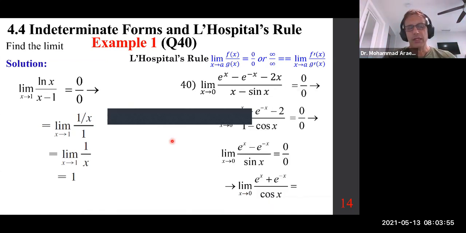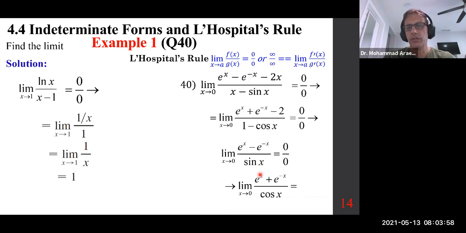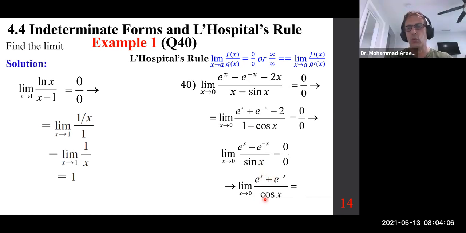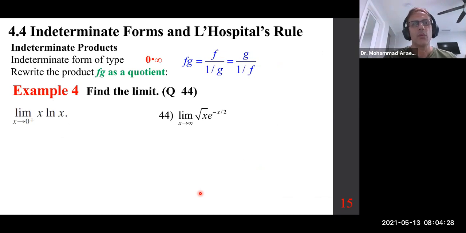And now when we plug in, the numerator is e to the power of 0 plus e to the power of 0, which is 2, over cosine of 0, which is 1, and the answer is 2 over 1, which makes it simply 2. And that works. I chose this question on purpose because you have to repeatedly use L'Hopital's rule. But in order for you to do so, first you have to show it is 0 over 0 or infinity over infinity. When we have a form of 0 times infinity, we can use L'Hopital's rule in the following manner.